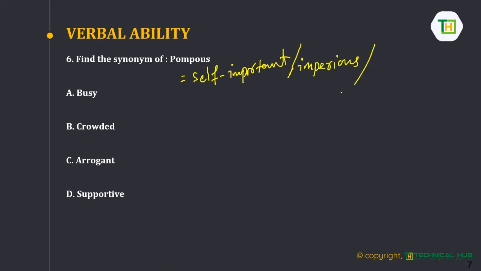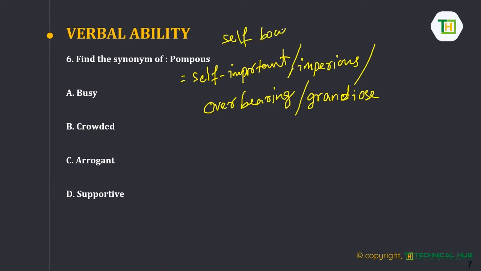Imperious. Then you can go with overbearing. Then you can go with grandiose. Please remember these words. Grandiose means self-boasting. You can also call it self-boasting. He himself boasts that I am the greatest one, like that.